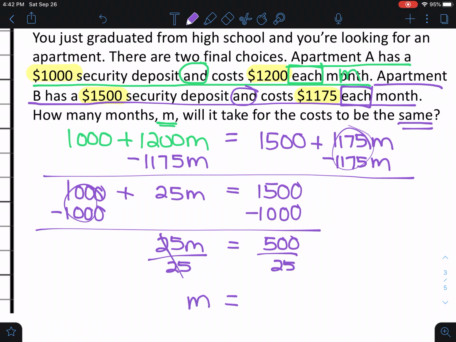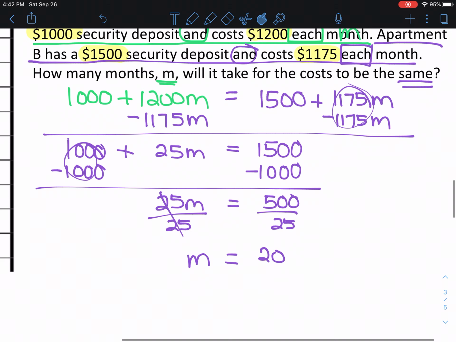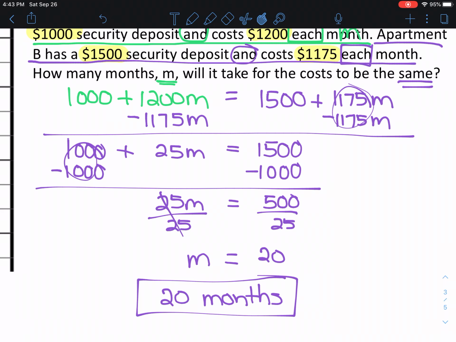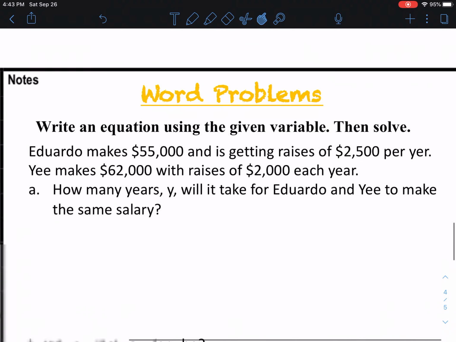And then I would type that into my calculator. If I do that, I get 20. Okay, 20 what? Well, it's a word problem, so make sure you always put your units on here. M stands for months, so we're going to write that out. Always write your units when it comes to word problems. 20 months. All right. Let's try another one. See if we're getting the hang of this now.